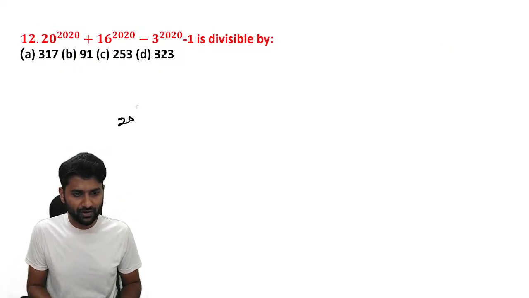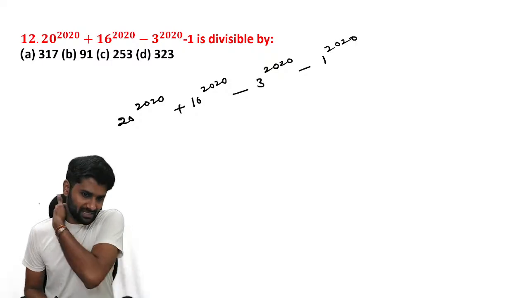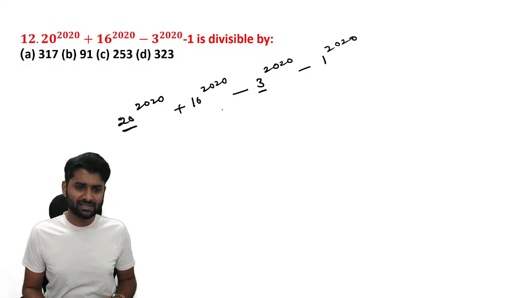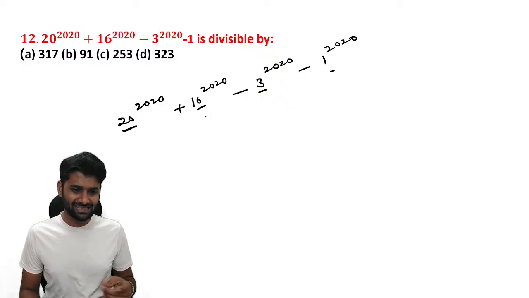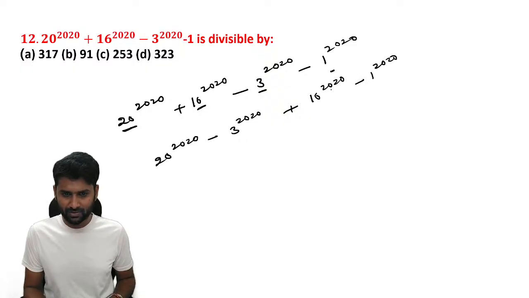Next, observe this question: 20 power 2020 plus 16 power 2020 minus 3 power 2020 minus 1 power 2020. We are not changing the values. Remember that it is always divisible by... Let's see that: 20 minus 3 is 17, 16 minus 1 is 15, right? Understand that: 20 power 2020 minus 3 power 2020 plus 16 power 2020 minus 1 power 2020.